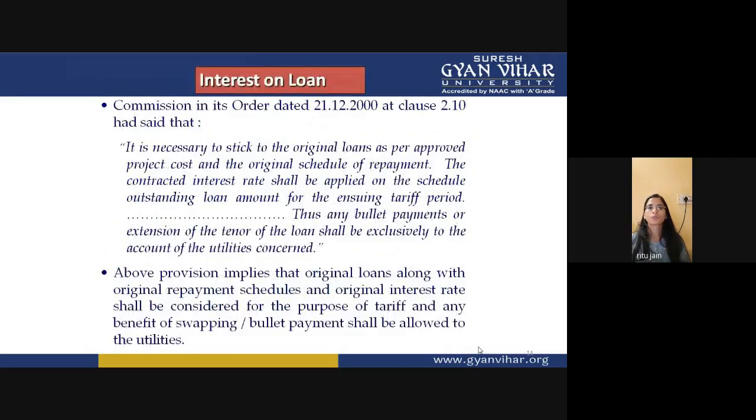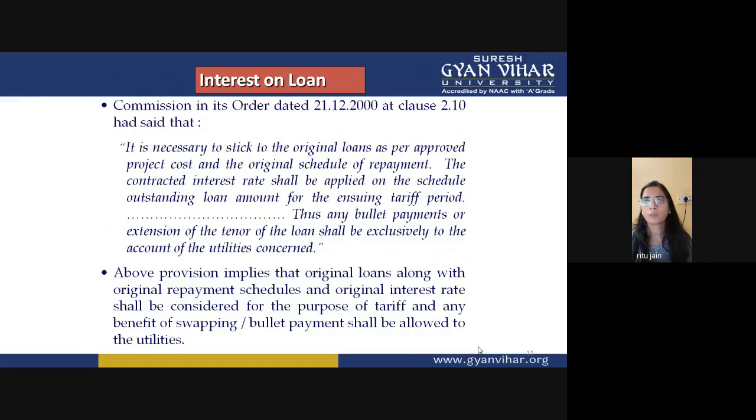Interest on loan, so we have to pay if you are taking a loan, and the power plant takes a loan, and it has to pay some interest. So the Commission in its order at clause 2.10 had said that it is necessary to stick to the original loans as per approved project cost in the original schedule of repayment. So the contracted interest rate shall be applied on the scheduled outstanding loan amount for the ensuing tariff periods.